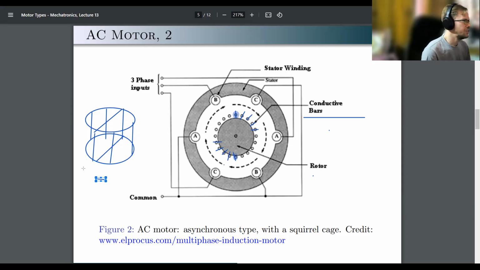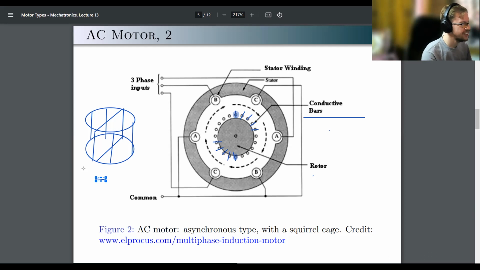So it's a motor with a squirrel cage. The reason we call it induction motor is because it uses induced electricity to create the magnetic field. So no need for a permanent magnet, no need for an electromagnet. And the reason we call it squirrel cage is because it looks like one.